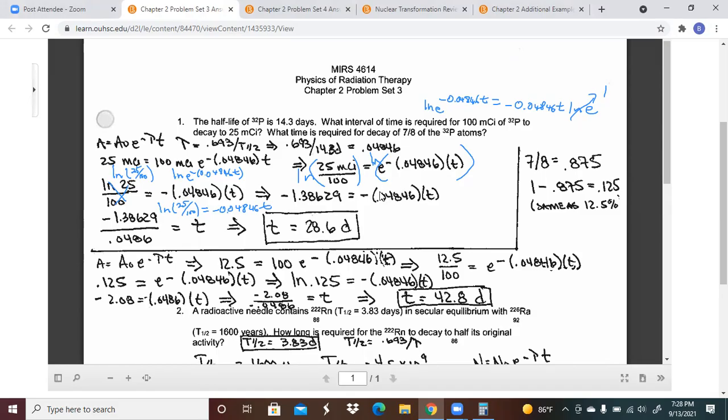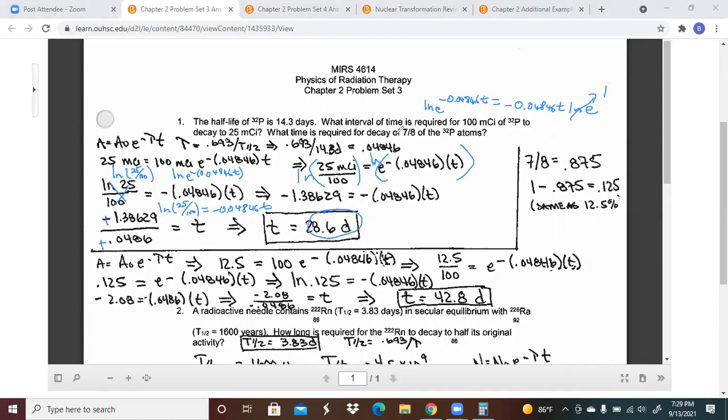So you got a negative number here, you got a negative number here. If you divide both sides by this negative number here, then over here, and again, let's go over here, put a negative here. And what happens when you have a negative divided by negative? They become positive. So then you take 1.38629, you divide it by 0.0486, and you end up with this, 28.6 days. So that's the interval of time it is required to go from this to about 1/4 of that.